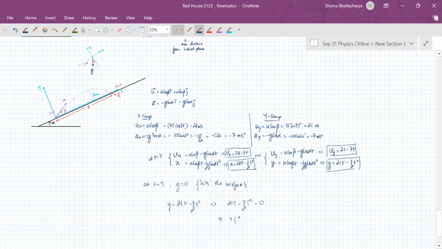So this is easily factorizable. One root is 0, which is obviously not the case. That's the initial time. The other root is 21 divided by 7/2, so that is 42/7 or 6 seconds. Right. So that shows us that the time of flight is 6 seconds, or the time at which it impacts is 6 seconds.